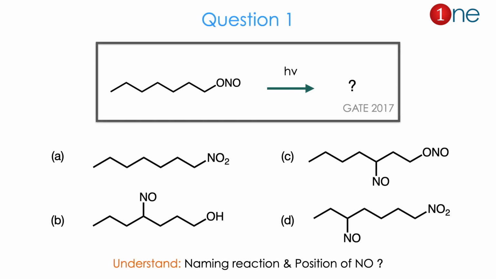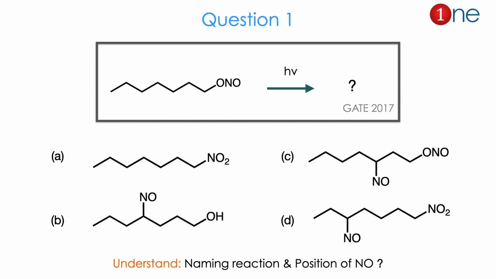Let us see question number 1. The starting material is a linear chain attached with ONO. You are using light. They ask you to find the product. The products are simply NO attachment in the third position, NO attachment in the fourth position, or NO attachment in the fifth position. So there are 4 possibilities.